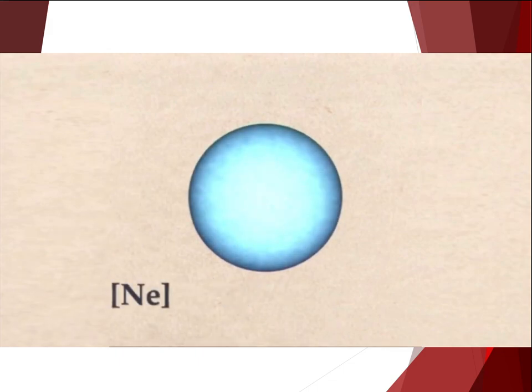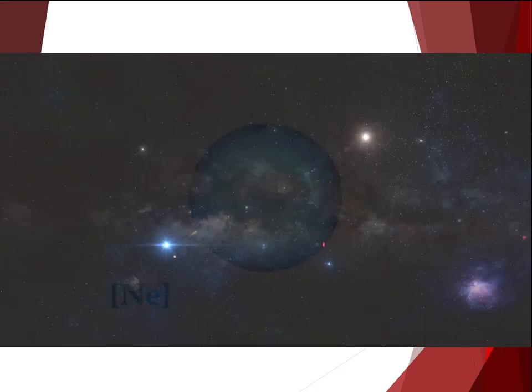The 2s and 2p orbitals are all filled. Neon's second-level valence shell is complete. This makes neon and the other noble gases very stable and extremely unreactive with other elements.